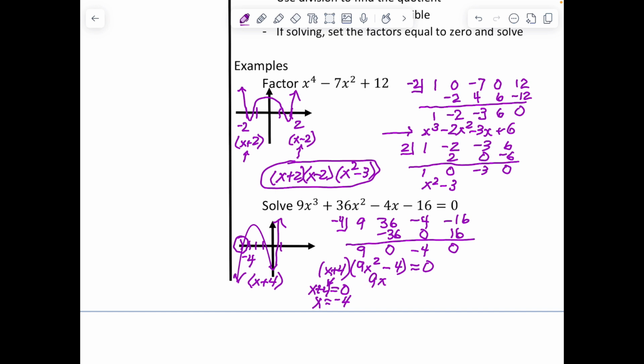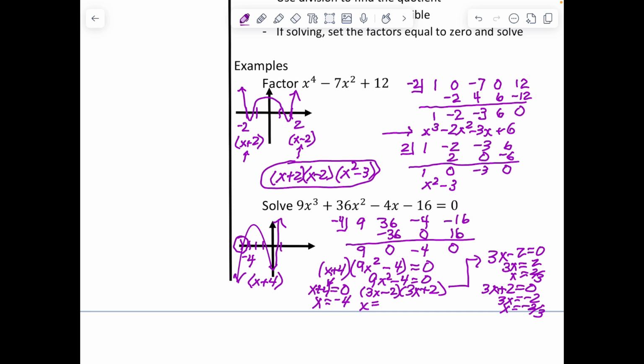And 9x squared minus 4 equals 0. That's going to factor into 3x minus 2 times 3x plus 2. I'm going to set them each equal to 0. 3x minus 2 equals 0. 3x equals 2. x equals 2/3, which matches the one that's between 0 and 1. And then 3x plus 2 equals 0. Follow the same steps. 3x equals -2. x equals -2/3. So my answers are x equals -4, x equals 2/3, and x equals -2/3.